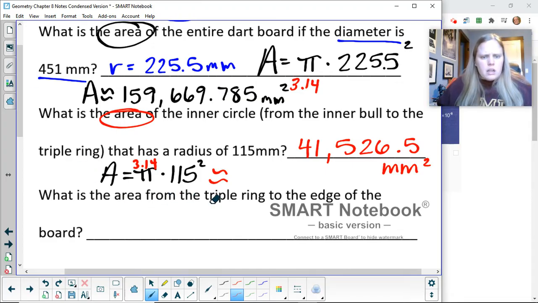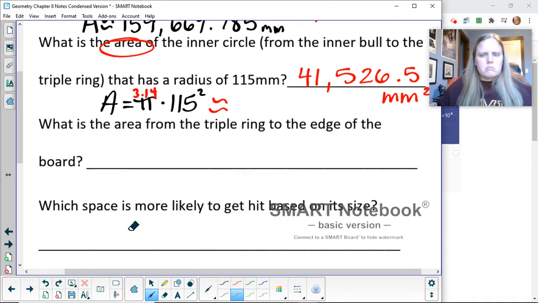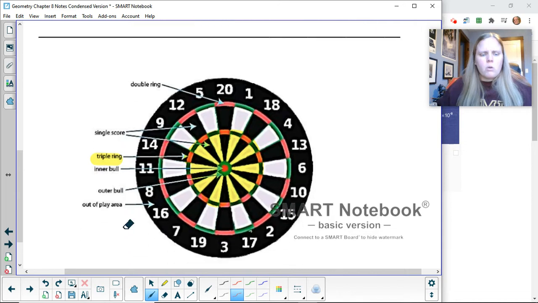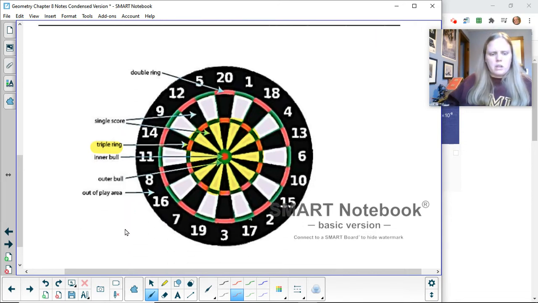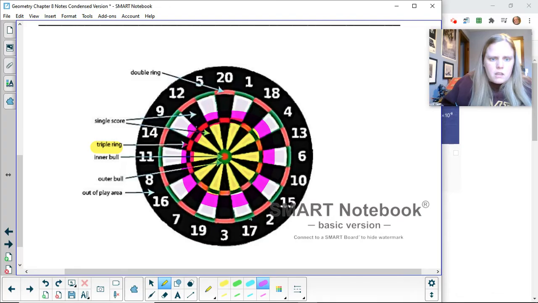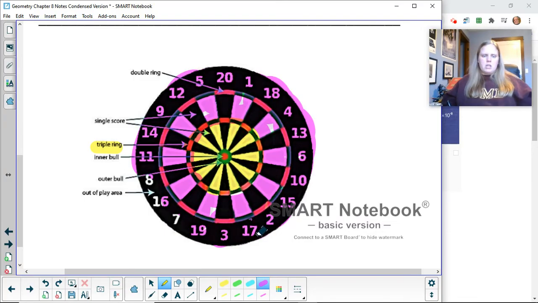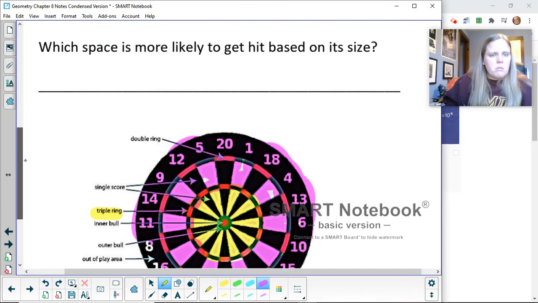Okay, what is the area from the triple ring to the edge of the board? Well, they didn't give me any numbers here, so let me process this. Triple ring to the edge of the board. Okay, triple ring is right here, and then to the edge of the board, so that's like all of this stuff out here. All that in pink. So if I take the whole dartboard and remove that center piece, that would give me that pink area. And we've already found both of those numbers.